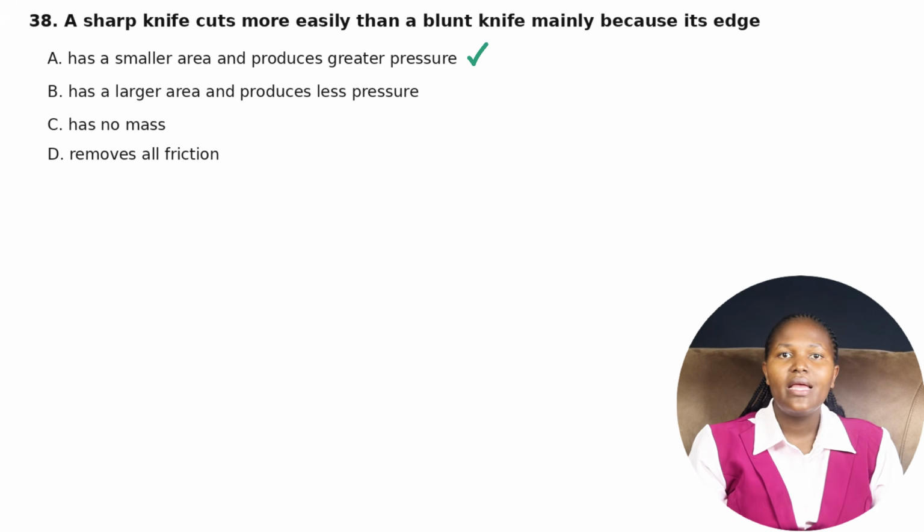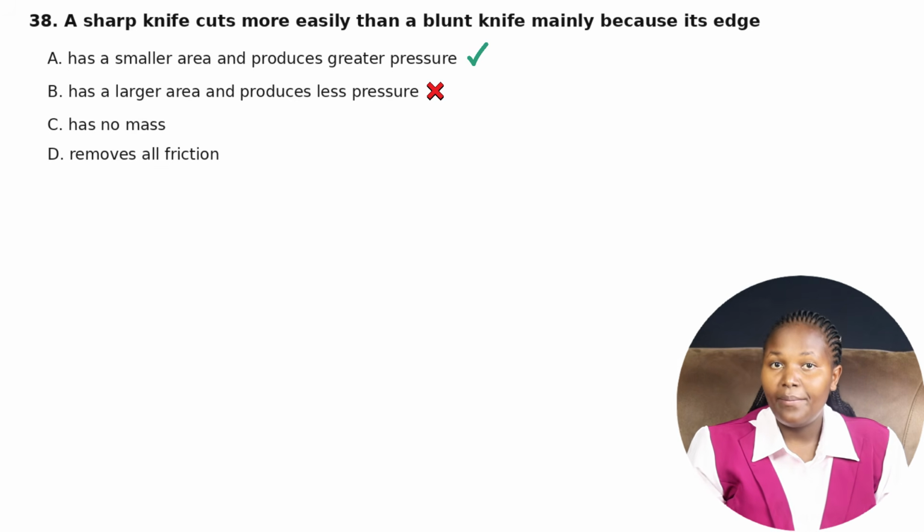This is because the force is concentrated on a thin edge. The material is therefore easier to cut. A blunt knife spreads the same force over a wider edge, producing less pressure. And this principle also explains why needles and nails have pointed ends and why high-heeled shoes exert more pressure on the ground than the broad ones. You see, flat shoes carrying the same weight will have lower pressure.